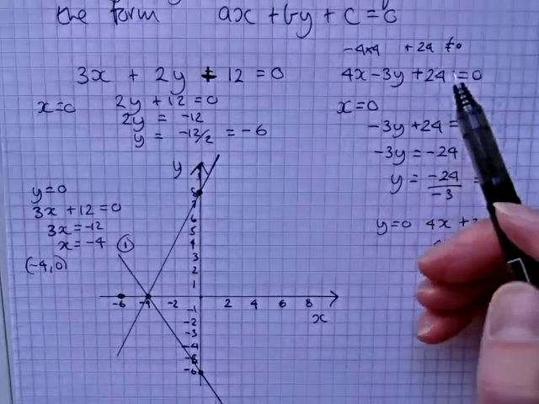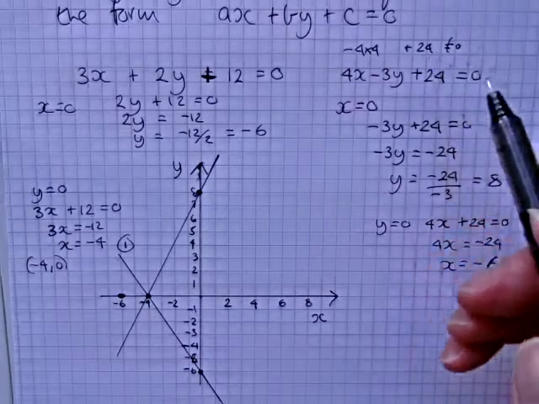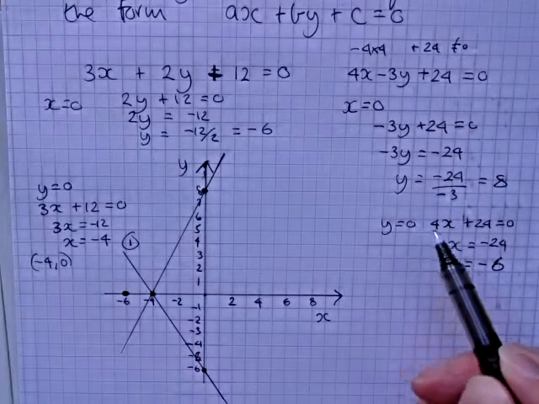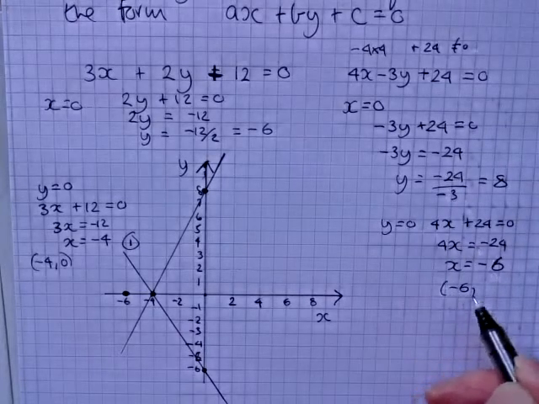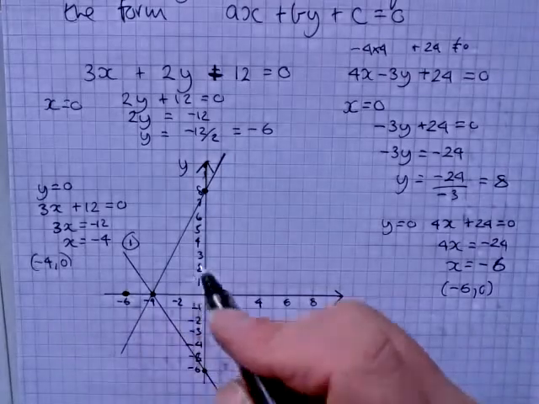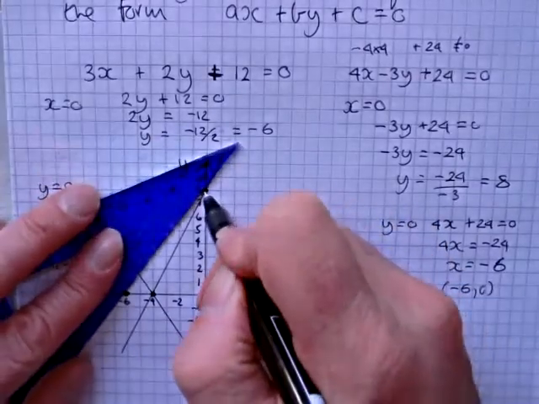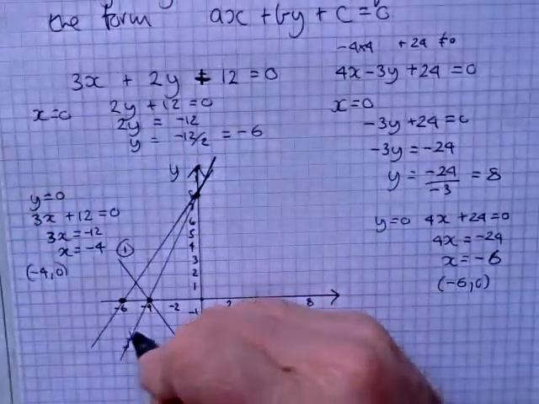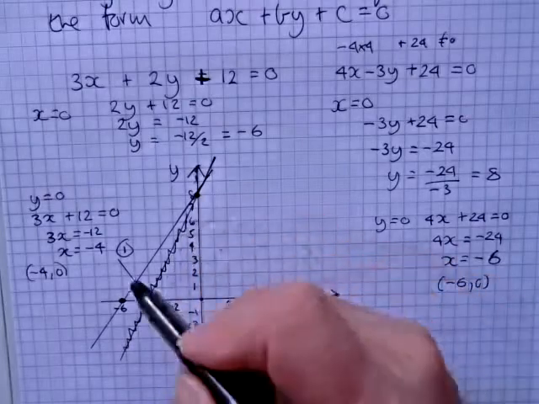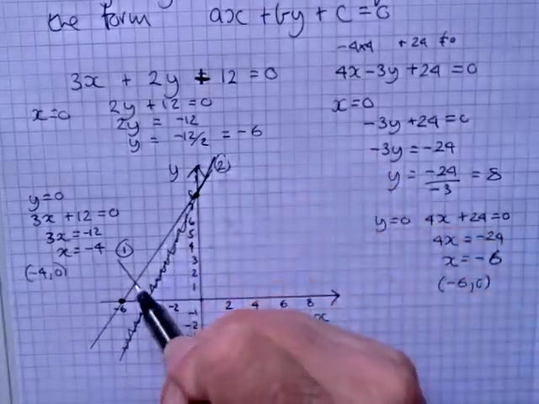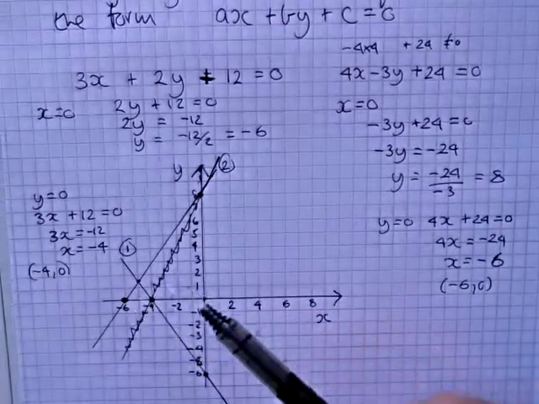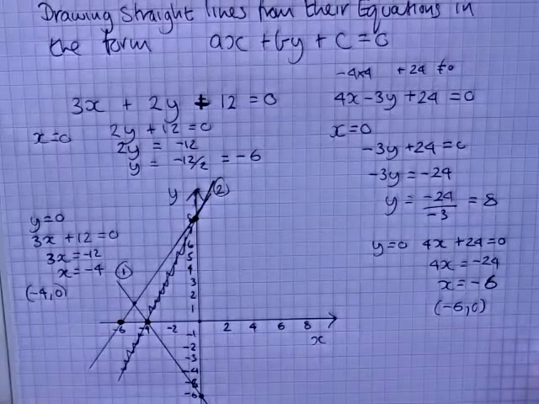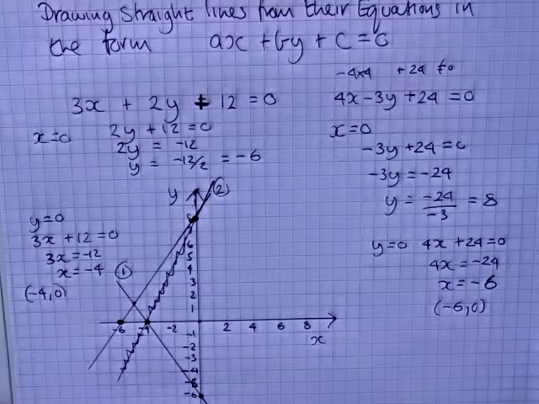It's no harm for you to see that, because this can easily occur sometimes. By checking my work, I picked up the mistake, and I just didn't plot this correctly. It should have been minus 6, naught. So the point would be there, and the line would go through there. That would be the correct line. So we'll just write this out here, and those are the correct lines for 1 and 2. They do intersect here, but it's a fraction of points, and we won't go into that on this occasion. Okay, so that's drawing straight lines from their equations in the form ax plus by plus c equals 0.